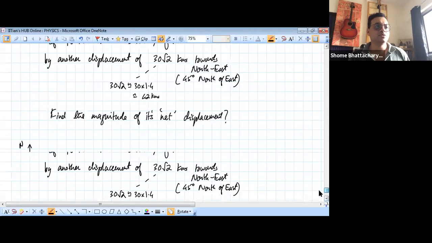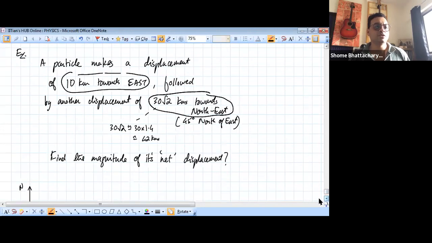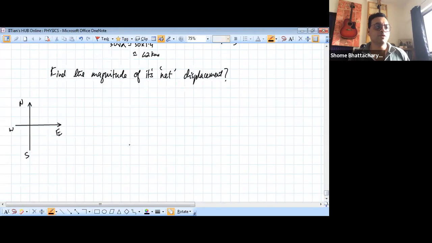So we know what happens. S1, the first displacement, is 10 kilometers towards east, and the second one is 30√2 kilometers towards northeast. So you can just take a coordinate geometry kind of approach. Suppose this is my starting point. From here, I'm first making a displacement of 10 kilometers in this direction. This is S1.